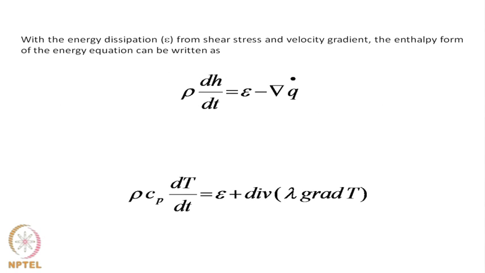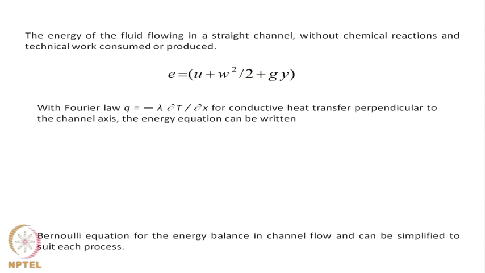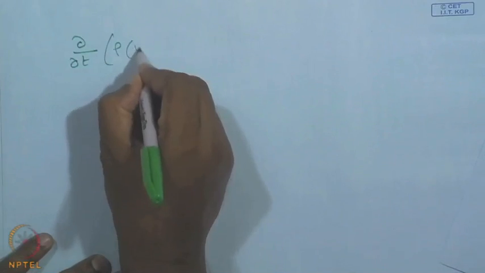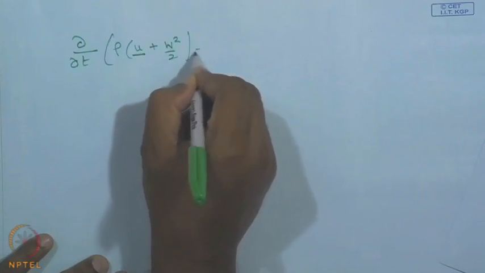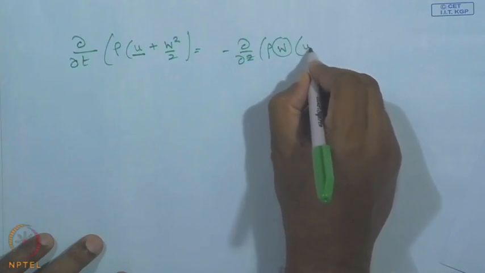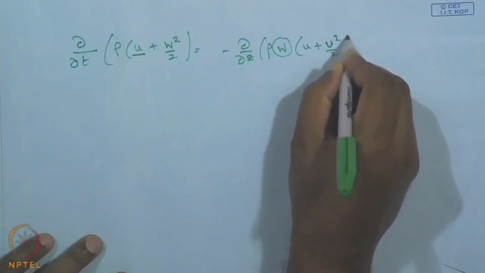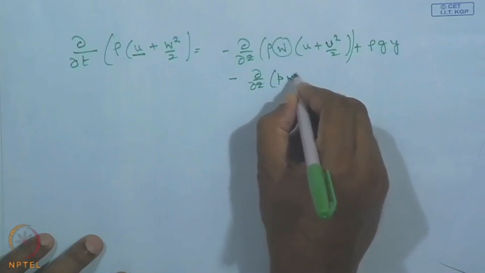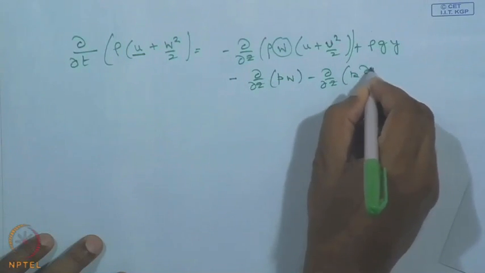So the energy of the fluid which flows in a straight channel without chemical reactions and technical work is simply the sum of the internal energy, the kinetic energy, and the gravitational energy. We can add Fourier's law to it for conductive heat transfer perpendicular to the channel axis, and one can write the energy equation in the following form: the time rate of change of internal and kinetic energy is equal to the spatial change of W, the mass flow rate, times internal plus kinetic energy, then there would be a gravitational force component, minus del Z of pressure times W, minus del Z of K times del T del X.